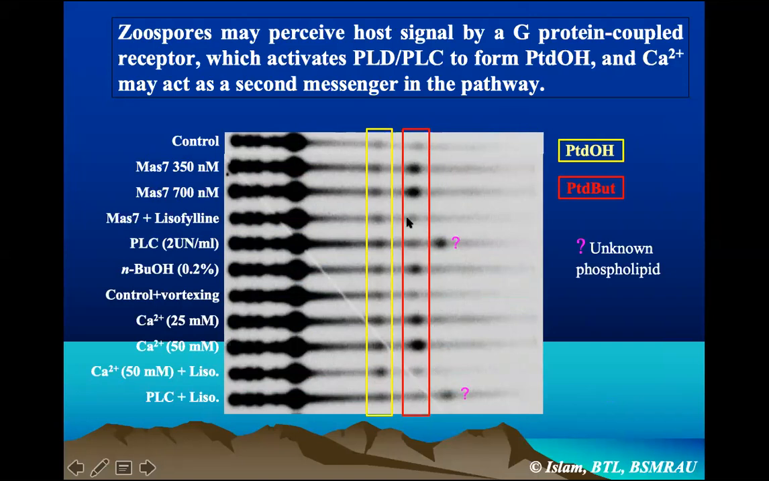But we have not yet discovered the clear characteristics of the receptor protein, and we don't know exactly which gene is involved in and expressed during the differentiation of the zoospore. But these are the new scientific questions that need to be discovered by further research.